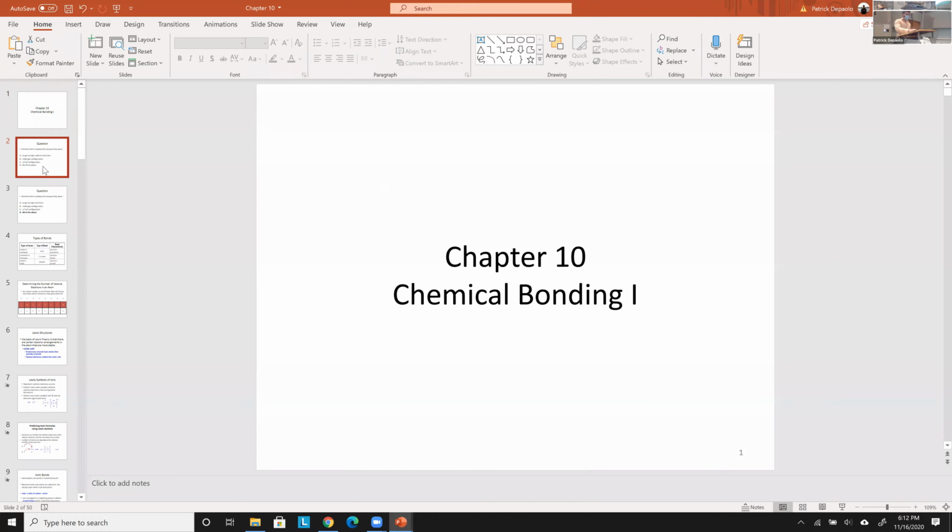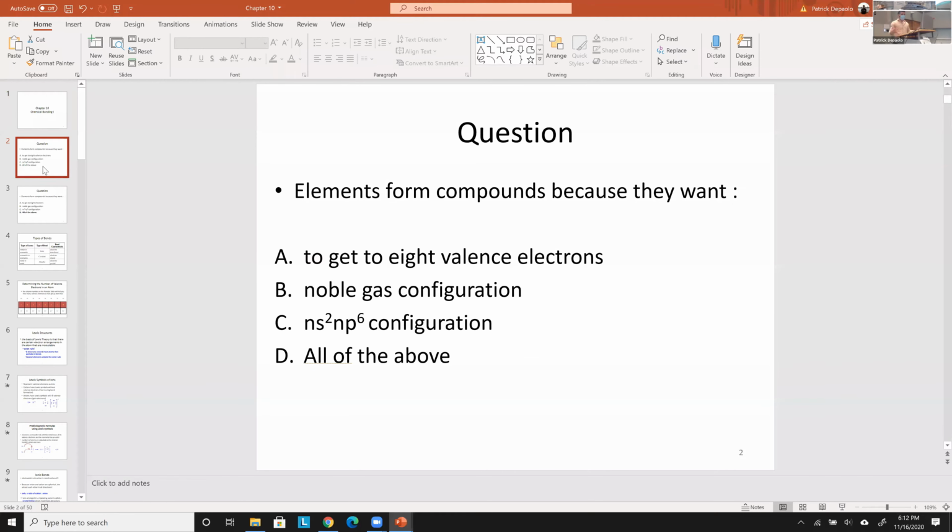Chapter 10, chemical bonding. So question, just to refresh our memories from last week: elements form compounds because they want blank. A, to get 8 valence electrons; B, noble gas configuration; C, ns2 np6, meaning the noble gas configuration in a certain energy level; or D, all the above. What do you guys think? And yes, all the above is the correct answer. Good, because those are all redundant, the same thing.